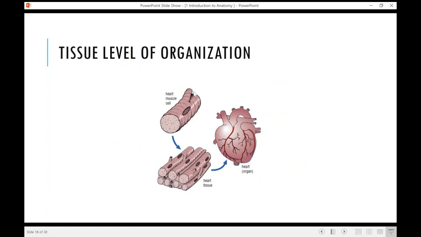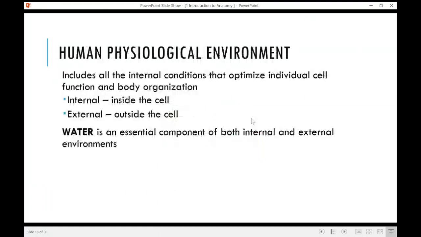So remember when we have a group of cells, okay, we can take a whole bunch of heart muscle cells and group them together and they will actually form a heart tissue. Now all of the heart tissue is not the same, in that it's not the same types of cells. There are multiple types of heart muscle or heart tissue cells that are then going to form the heart, or the organ.